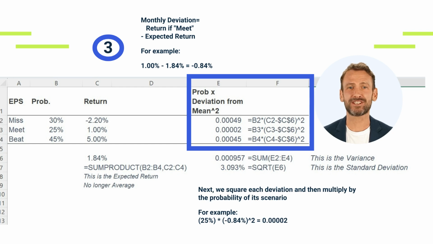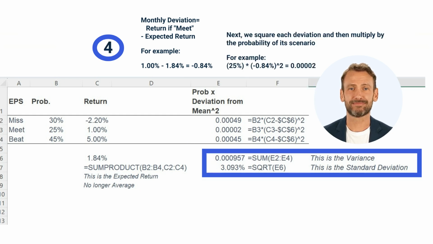The third step is to square each of the calculated deviations and multiply it by the probability of its respective scenario. We need to do this for each of the evaluated scenarios. Finally, when working with historical data, the last step was to calculate the average. However, by weighting or multiplying by probabilities, we have already done part of the averaging exercise. In this case, all that's left to do is sum the values in column E, and we're done.